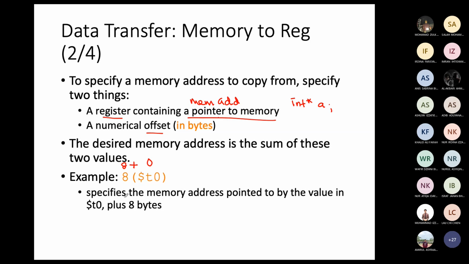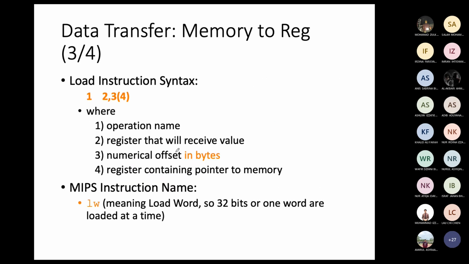So here, if I say 8 with the bracket of T0, it will specify the memory address pointed to by the value in T0, and then we will add 8, and you will get the desired memory address. So what is the syntax?